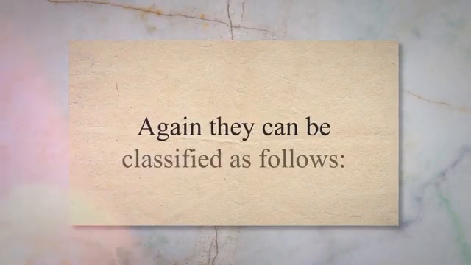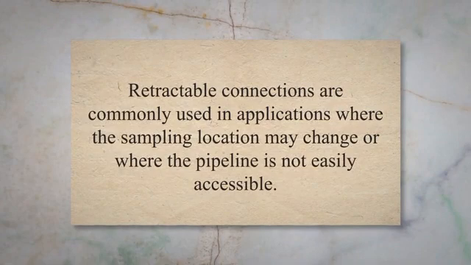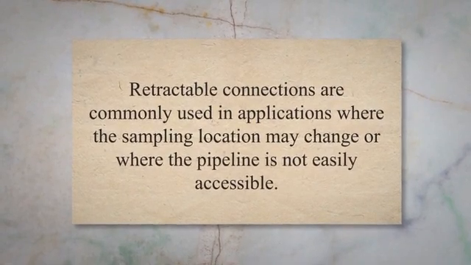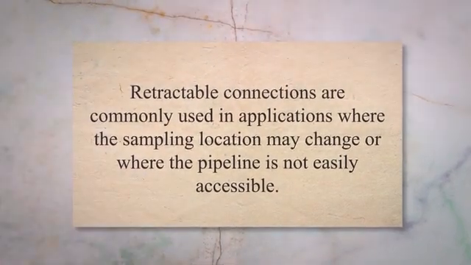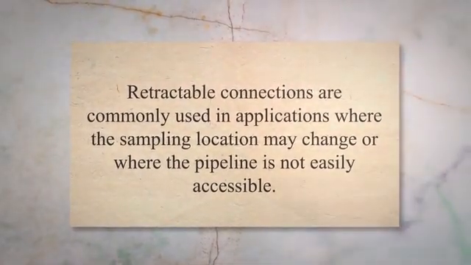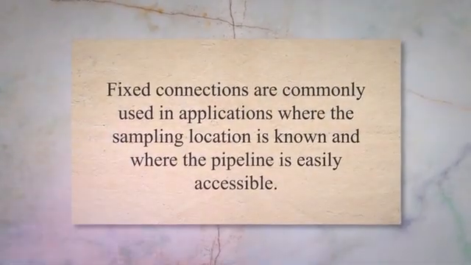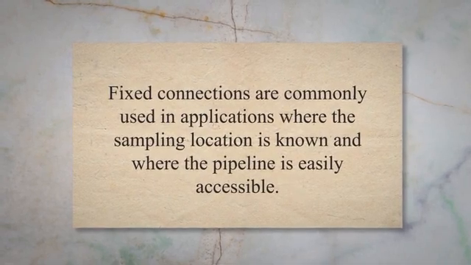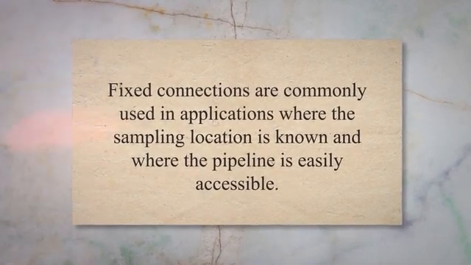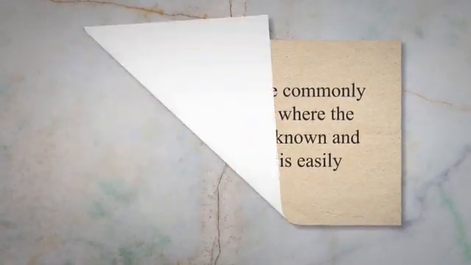Again, they can be classified as follows. Retractable sampling connections. These are sampling connections that use a retractable probe or nozzle to take a sample from within the pipeline. Retractable connections are commonly used in applications where the sampling location may change or where the pipeline is not easily accessible. Fixed sampling connections. These are sampling connections that use a fixed probe or nozzle to take a sample from within the pipeline. Fixed connections are commonly used in applications where the sampling location is known and where the pipeline is easily accessible.